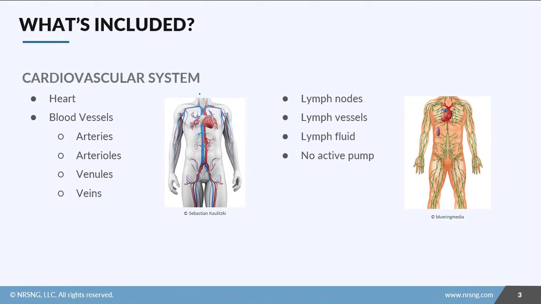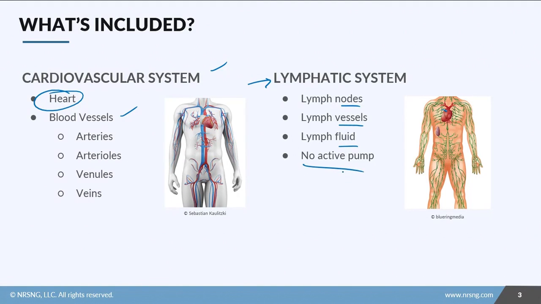So what's included with all of these systems? Well, in the cardiovascular system, you've got the heart, and then you've got different types of blood vessels. So you've got arteries, arterioles, venules, and veins. And then with the lymphatic system, you're going to have your lymph nodes, your lymph vessels, your lymph fluid. And the other thing about it is it doesn't have an active pump. And part of that process is that the lymphatic system, especially with arms and legs, requires muscle to transport that fluid back. So when muscles contract, it squeezes all of that lymphatic fluid back up into the heart.